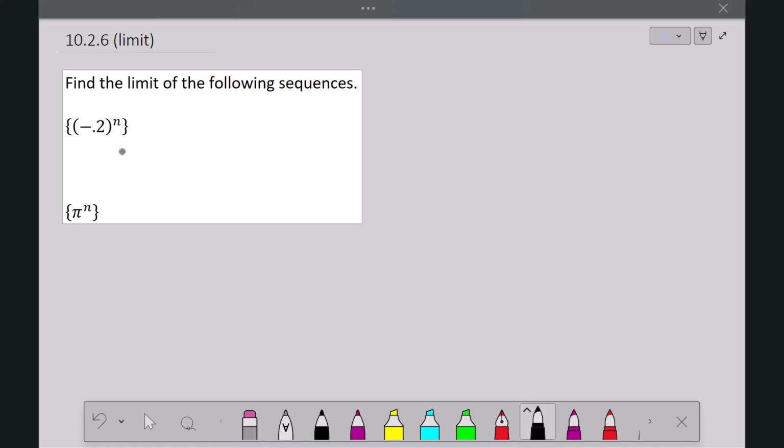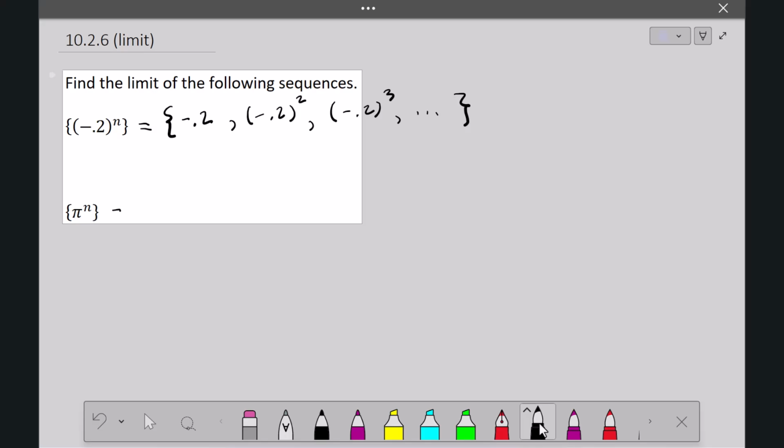Let's take the limit of these two geometric sequences. So this first one, let's just write out the terms to make sure that we understand what we're dealing with. The first term in this sequence is negative 0.2 to the 1. The next term would be negative 0.2 to the 2. The next term would be negative 0.2 to the 3, etc. So this geometric sequence is found by repeated multiplication by negative 0.2.